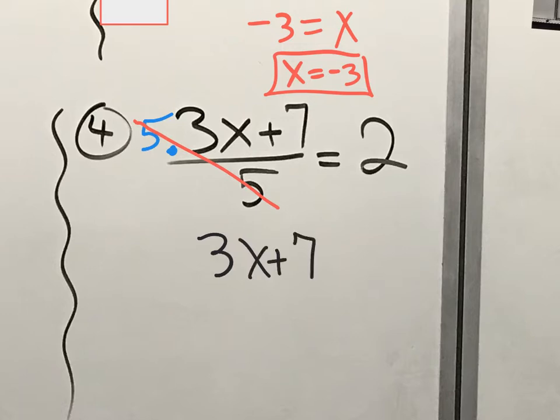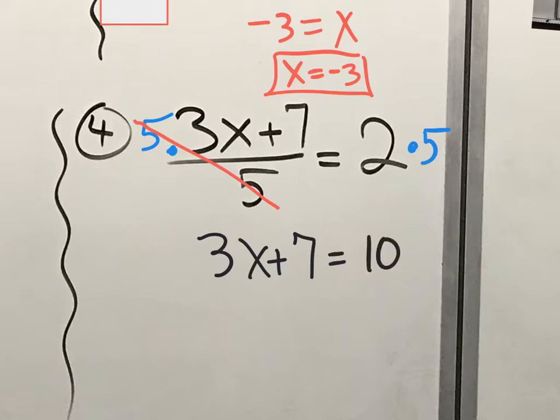You know what? I forgot to multiply the other side by 5, right? Whatever you do to one side, we multiplied by 5, it canceled out. You must do to the other side. So let's multiply by 5 on the other side as well. So on the other side, we have 10, because 2 times 5 is 10. So what do we have left on our new equation? We have the 3x plus 7 that came down, and 2 times 5, which is 10.